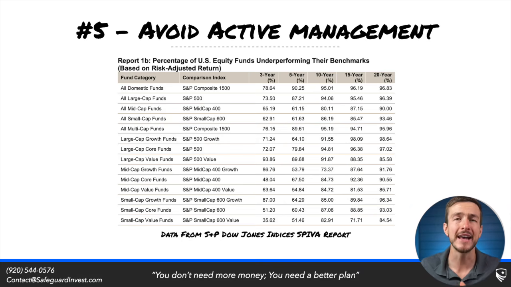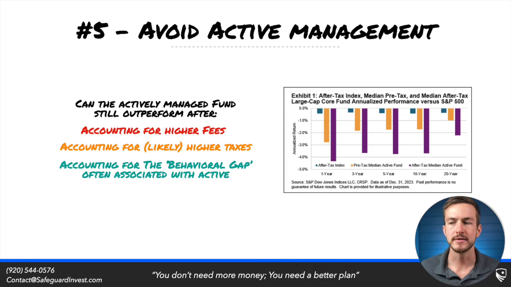Here's data from a semi-annual report published by S&P Dow Jones Indices called the SPIVA report. It compares actively managed funds to their index counterpart on an absolute and risk-adjusted return basis. What we see over a long period of time, greater than 10 years, is the vast majority of actively managed funds underperform the benchmark. The data is just heavily against there being reliable outperformance here, and keep in mind this is all before taxes. Now, taxes might be the biggest expense in this equation, specifically for a taxable account investor, but there are additional costs to keep in mind.